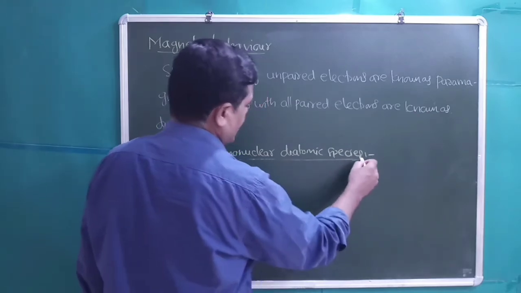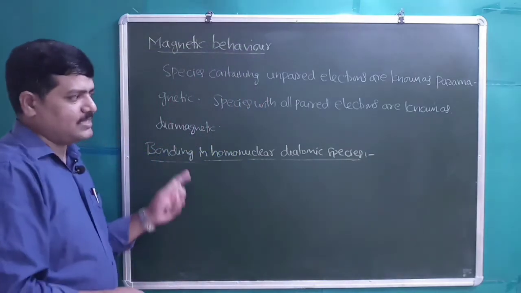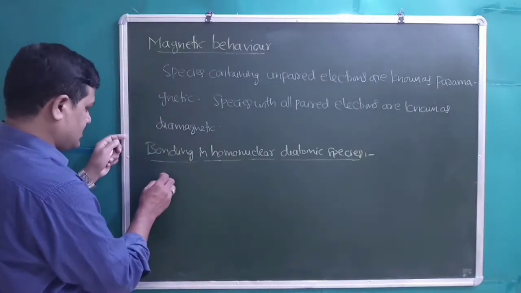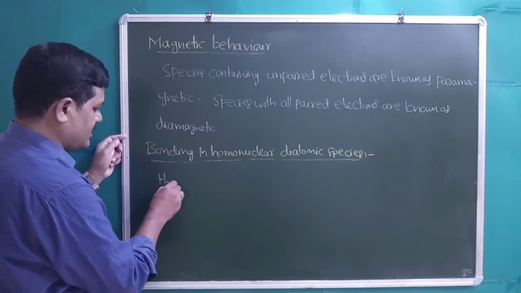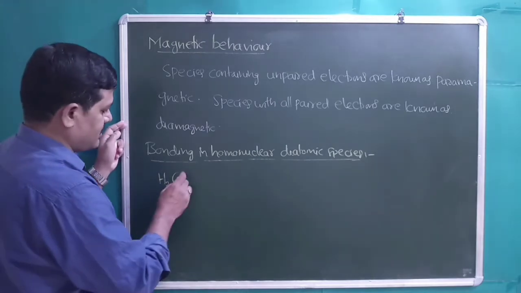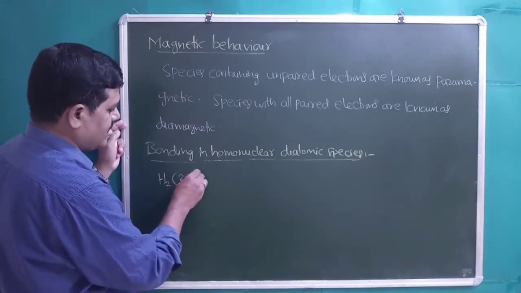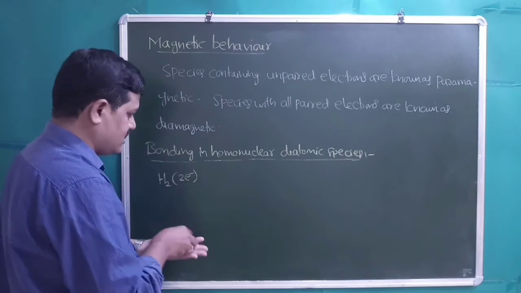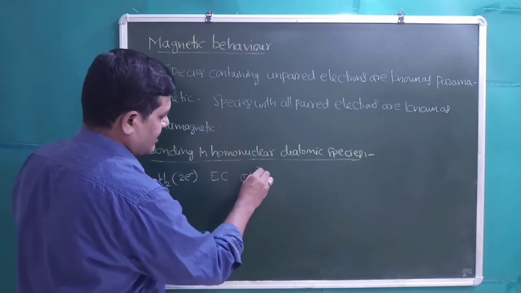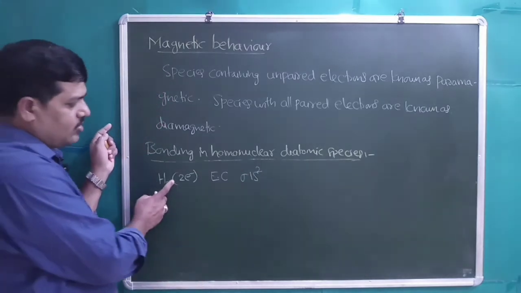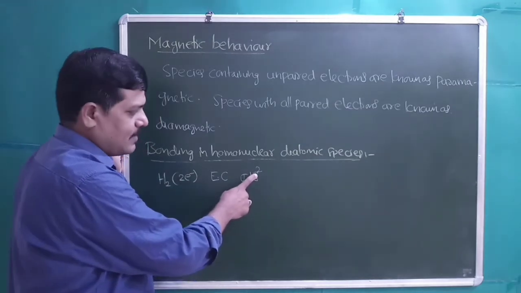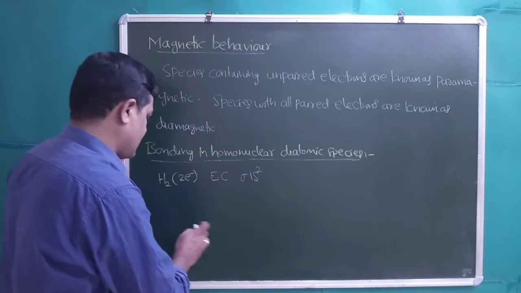Homonuclear indicates the same kind of atoms are present in a species. Diatomic, two atoms are present. Let us start with the hydrogen molecule, H2 molecule. Number of electrons with each hydrogen is 1. Then the hydrogen molecule has 2 electrons. Electronic configuration we can write as sigma 1s2. Both the electrons are present in the bonding molecular orbital, sigma 1s orbital.